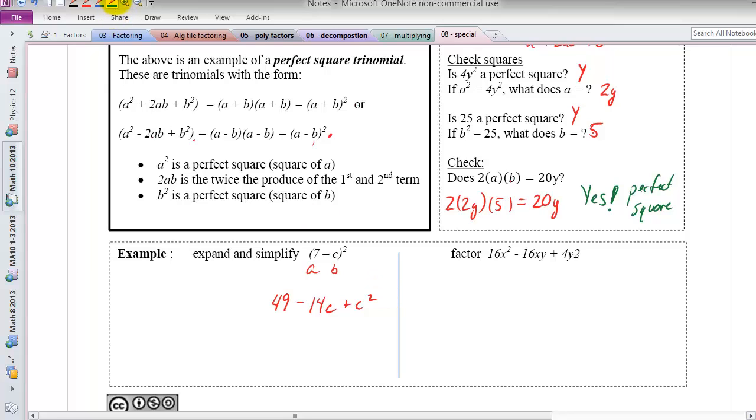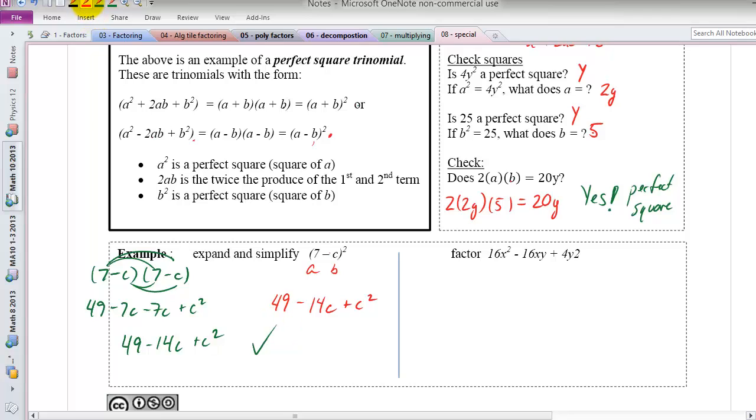But we can check this by doing our normal expanding, what we did previously. So (7 - c)(7 - c). So we get 49 minus 7c minus 7c plus c squared. So yeah, we can see those. We can expand and simplify either way.